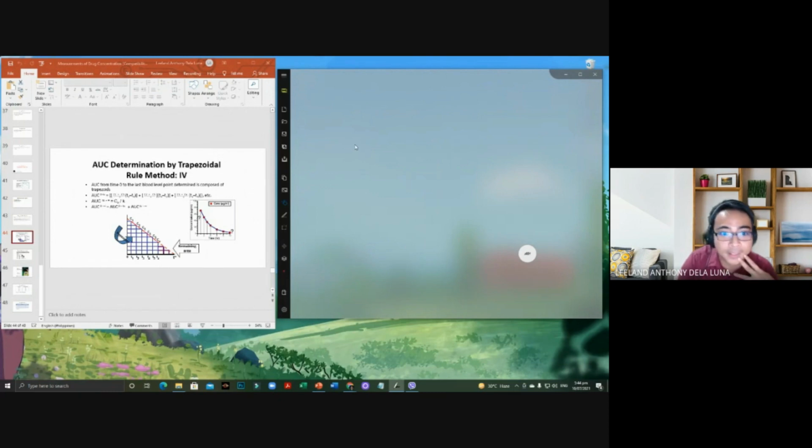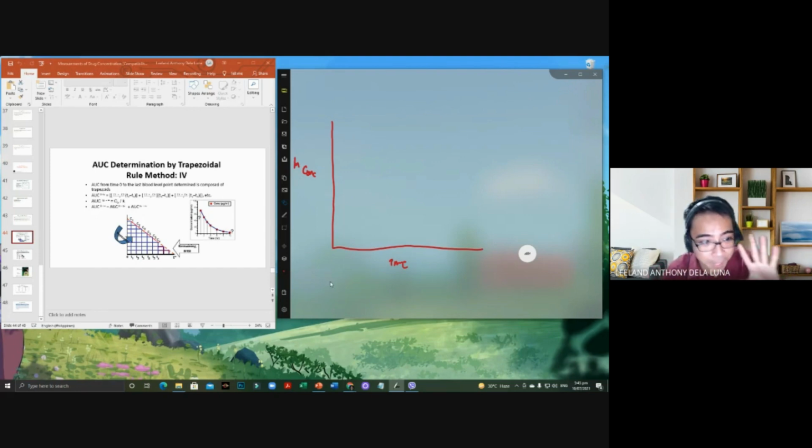So whenever we plot a plasma level time curve, say, for example, this is our graph. Here we have time and we have the concentration. Lagyan natin ng ln para alam natin na semi-log ito. Di ba, when we plot, assuming this is an intravenous dose, obviously I won't get Cp sub zero. I won't get that data. My first data would be here. So, this is my C1, and then C2, and then C3, C4, concentration 4, and C5.